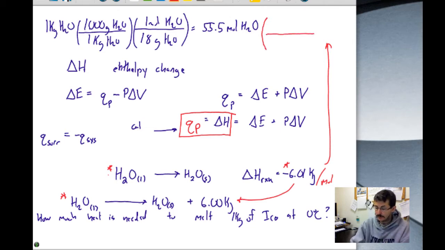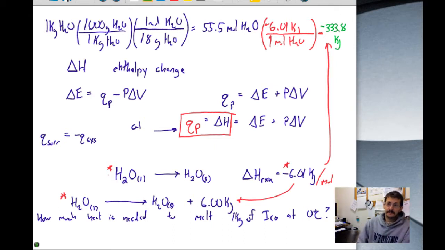So, in this case, from the stoichiometry, 1 mole of water is equivalent to negative 6.01 kilojoules, requiring 338 kilojoules of energy. Now, this would be a negative 338 kilojoules. But that's not right. All right? A negative 338 kilojoules says that that much heat is released.